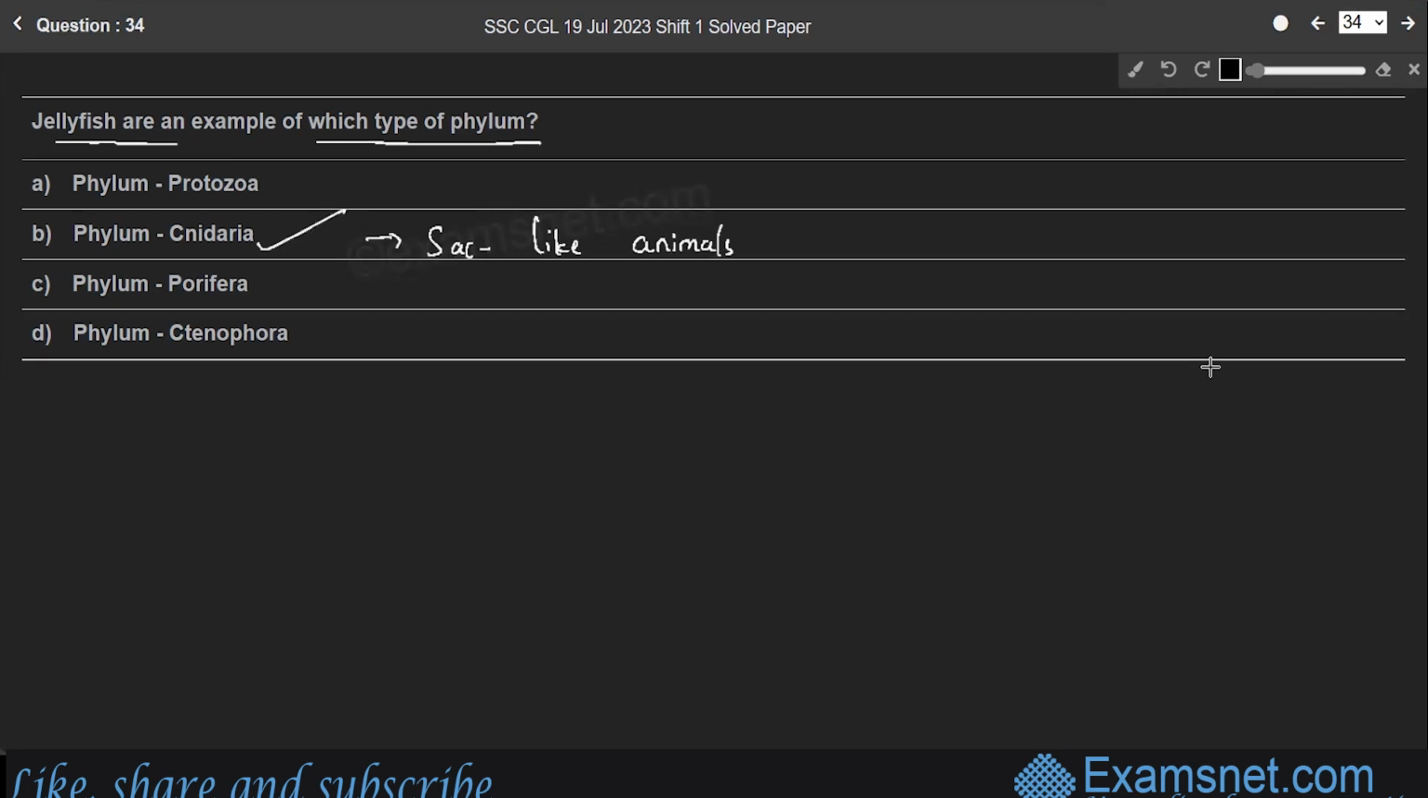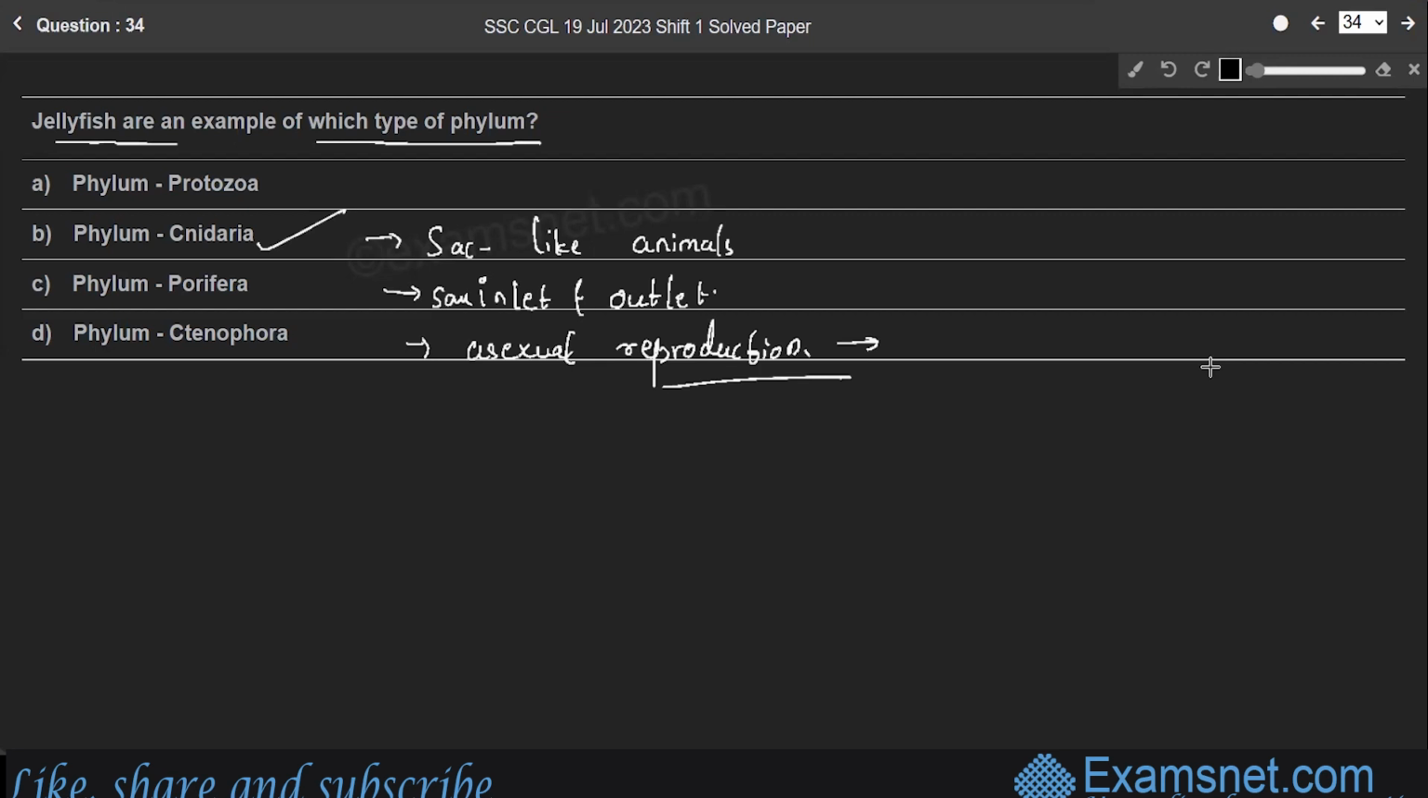A gastrovascular cavity is present, having the same inlet and outlet for food. Asexual reproduction takes place. For example, hydra, corals, jellyfish, etc. Male and female organs are present in the same body. For example, jellyfish, hydra, etc.